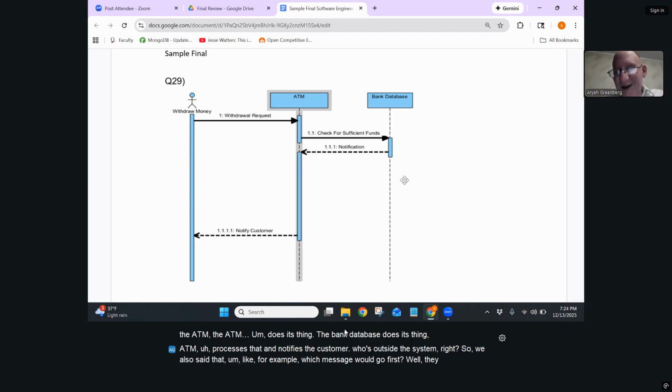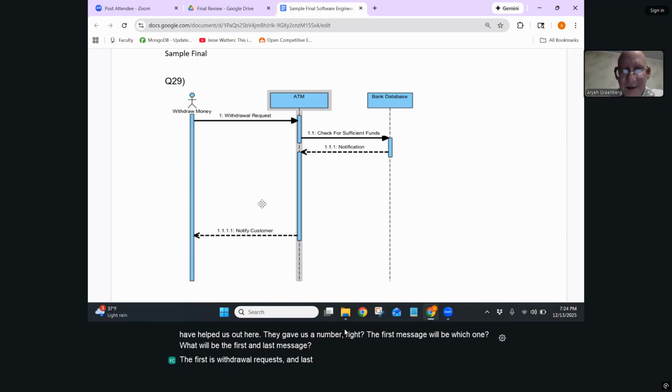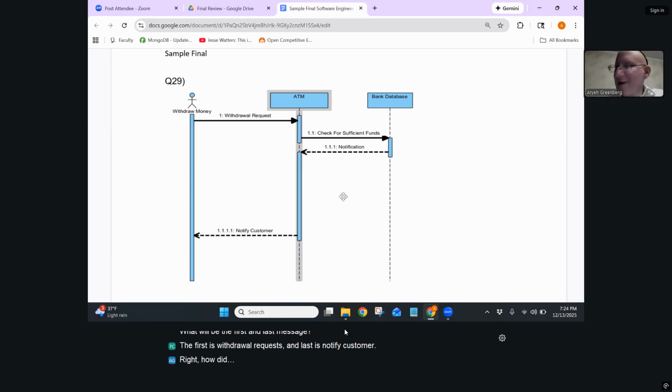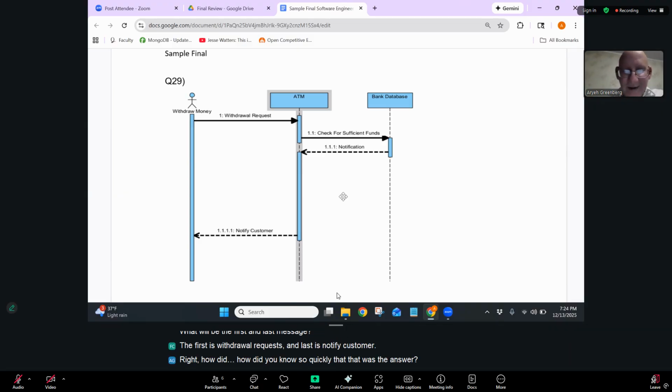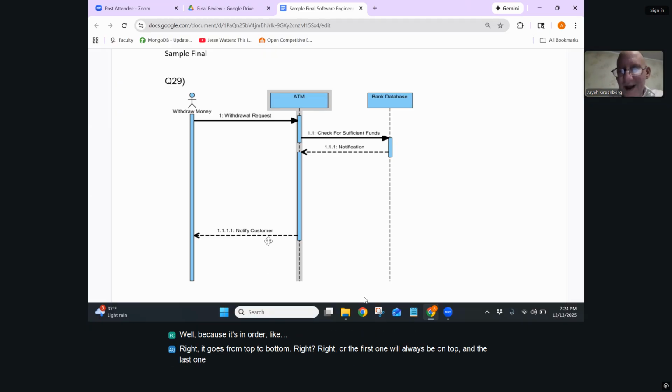Well, they actually did help us out here. They gave it a number, right? The first message would be which one? What would be the first and last message? The first is withdrawal request and last is notify customer. How did you know so quickly that that was the answer? Well, because it's in order. It goes from top to bottom. The first one will always be on top, and the last one will be the bottommost, because it goes in time.